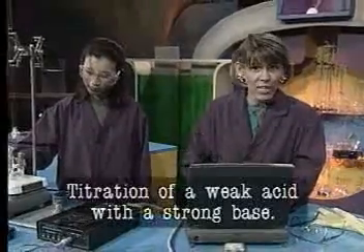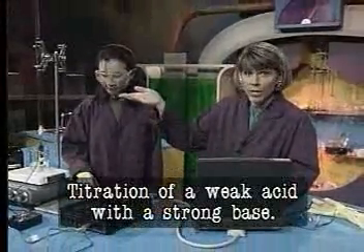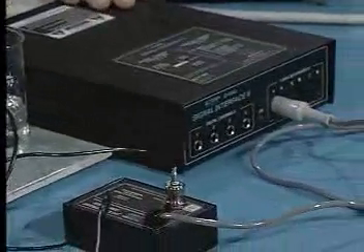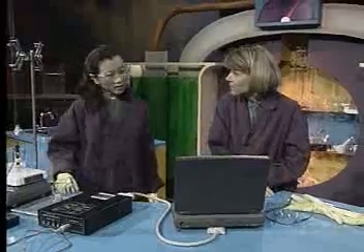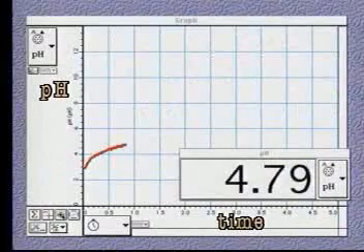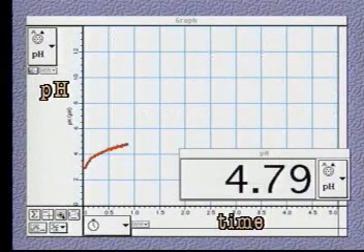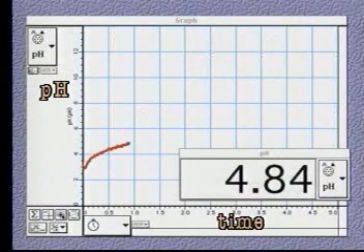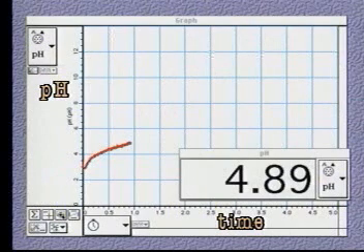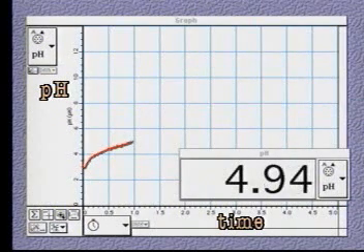Helen has begun titration of acetic acid with sodium hydroxide. The computer interface is now generating a titration curve. Let's have a look, Helen. Why doesn't the pH start at 1? Well, the pH does not start at 1 because acetic acid is a weak acid and it does not ionize completely. Now, we should be able to calculate the very first point on this titration curve. All right, let's do that.